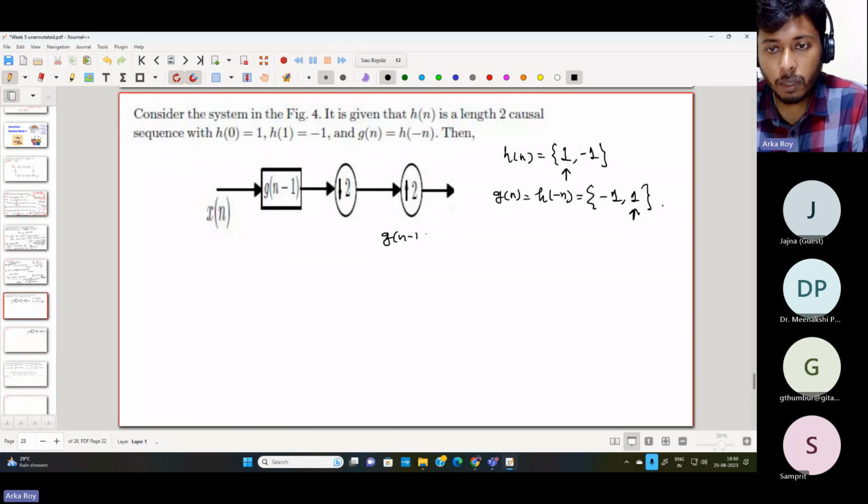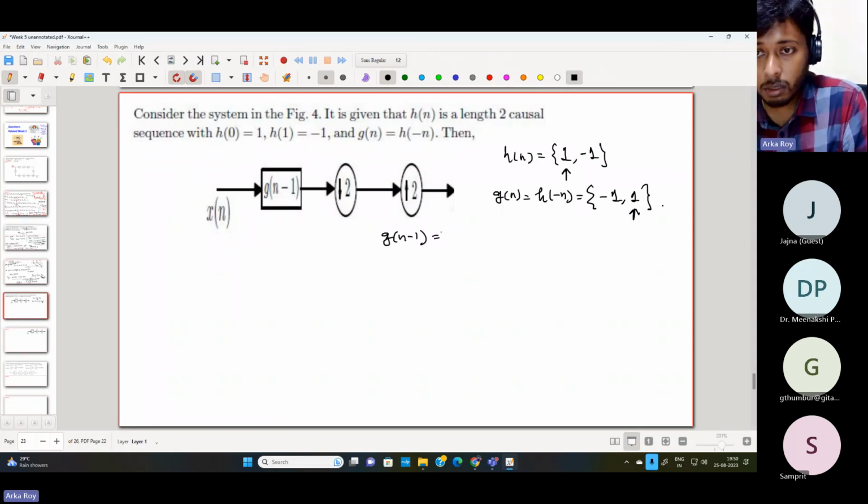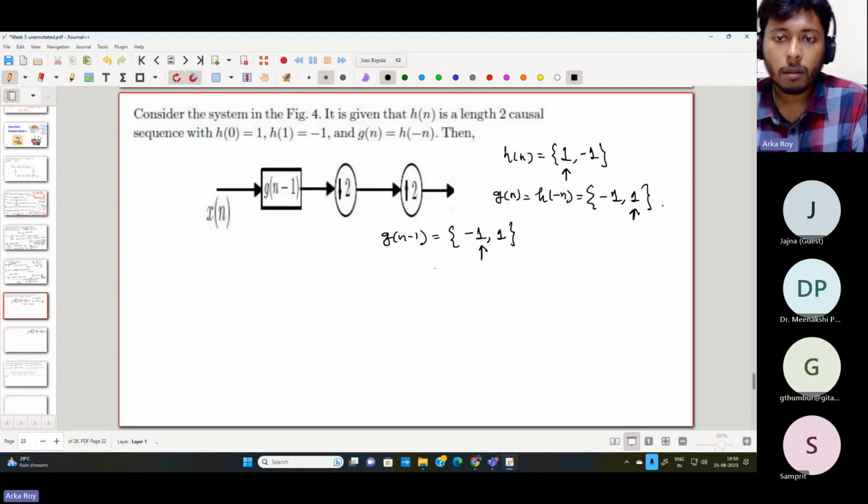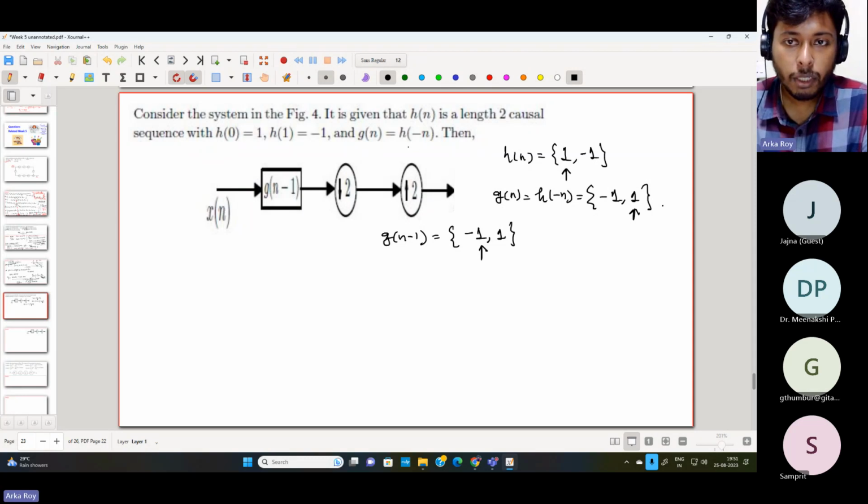Then we are taking g of n minus 1. So what is g of n minus 1? g of n minus 1 is the delayed version of the sequence. So that means minus 1, comma 1, and this is at n equals to minus 1 location. Now this will be shifted to the n equals to 0 location. So this is what g of n minus 1 looks like. We need to find what is the output at this particular location. So here, let's say the output is A, here the output is B, and here the output is C.